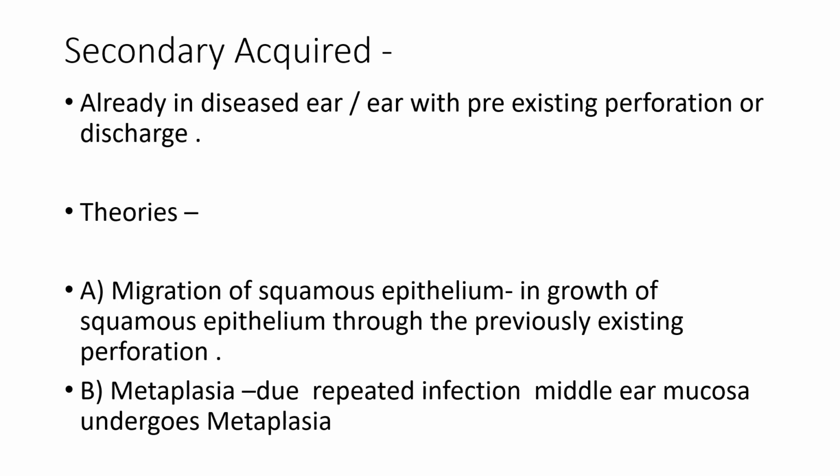So basically the epithelial cells get migrated from the perforation and go inside the middle ear, where they get accumulated and form keratin debris that gets covered by the matrix, and that leads to the formation of cholesteatoma.